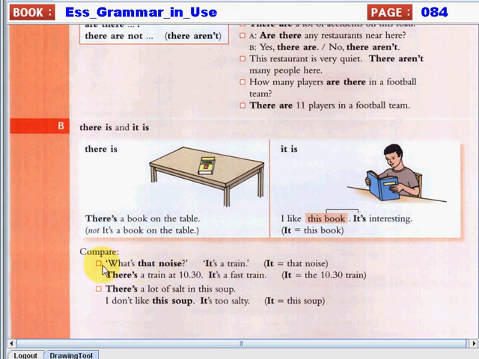Next is, there's a train at 10:30. It's a fast train. So it in this sentence is describing the 10:30 train. Last example is, there's a lot of salt in this soup. I don't like this soup, it's too salty. So it here describes the soup because it's too salty.